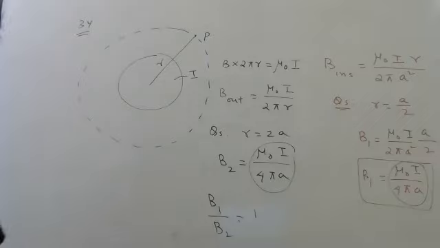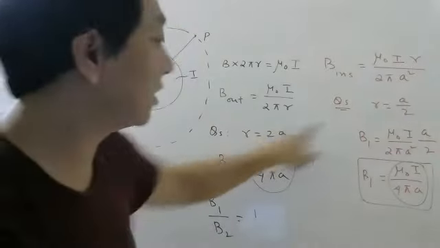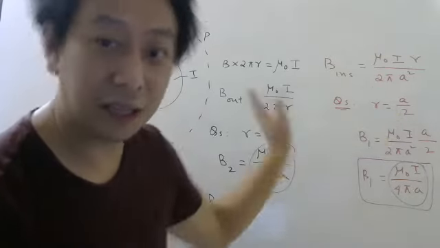Now luckily it is 1. Okay, not always will it be 1. It is 1 because I have given you a specific distance. Try to make this a by 4, and then calculate the ratio.